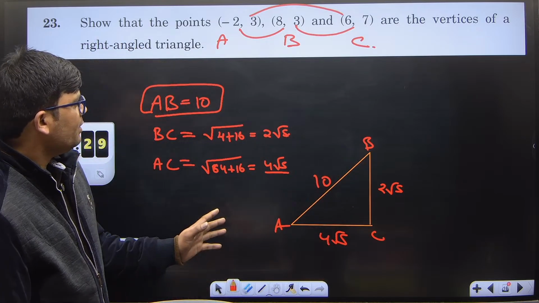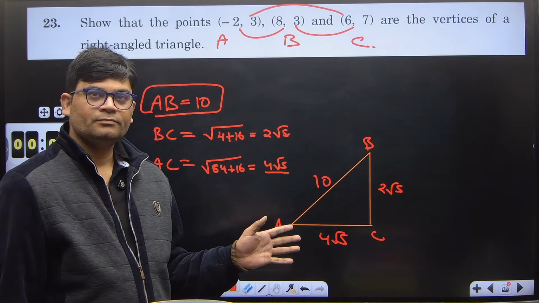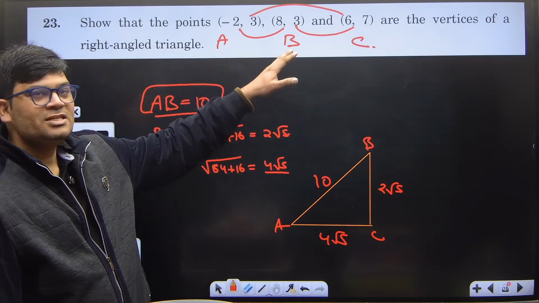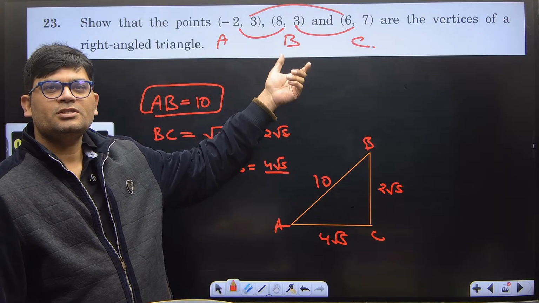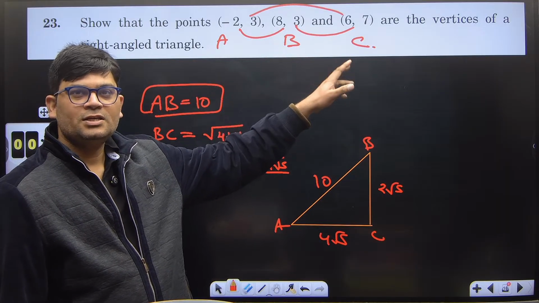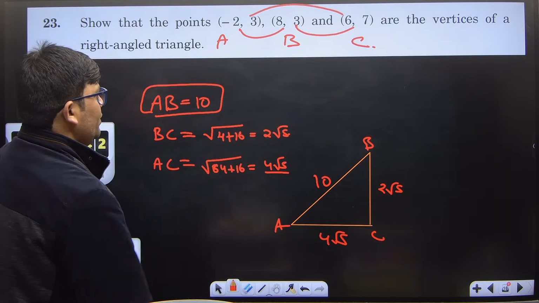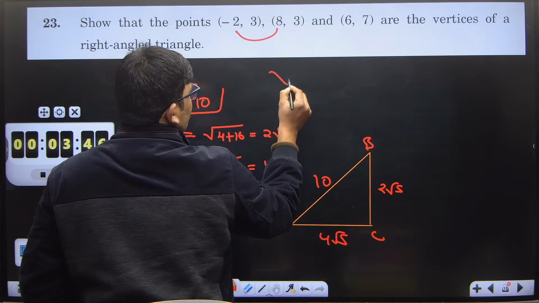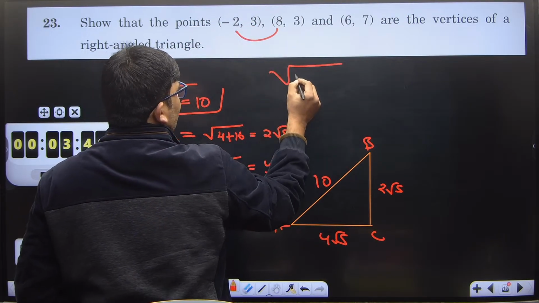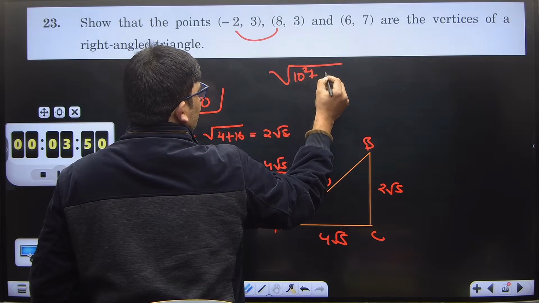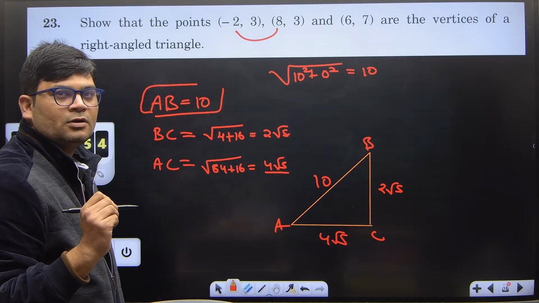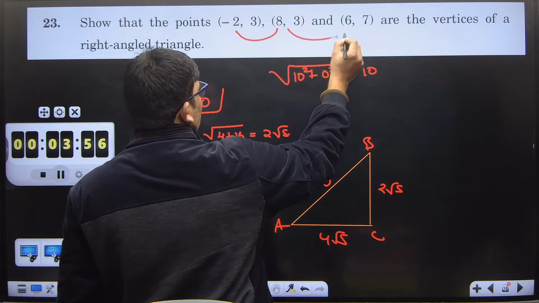Anjana, is it clear, beta? Sir, I did not know how to proceed with this question. Okay, so you need to find the distance between A and B using the distance formula, B and C, and A and C. So between AB, the distance is going to be under root of 8 plus 2, that is 10 square, plus 3 minus 3, 0 square, which is equal to 10. Understood? Yes.